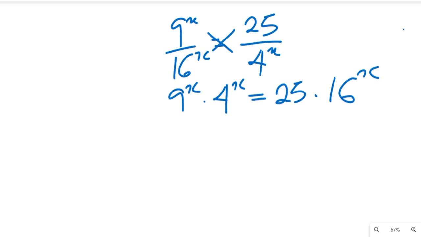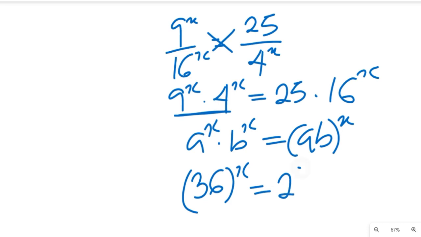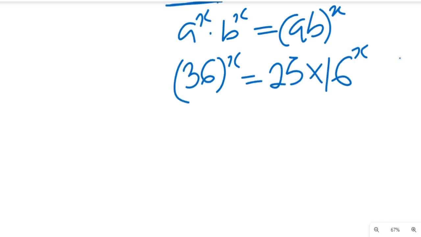Good. So from this expression, I want you to recall that if you have a^x multiplied by b^x, according to logarithm, this will give us (ab)^x. So if we apply that here, we're going to have 9 multiplied by 4, which will give us 36^x equal to 25 multiplied by 16^x. So we're going to take the natural logarithm of both sides.